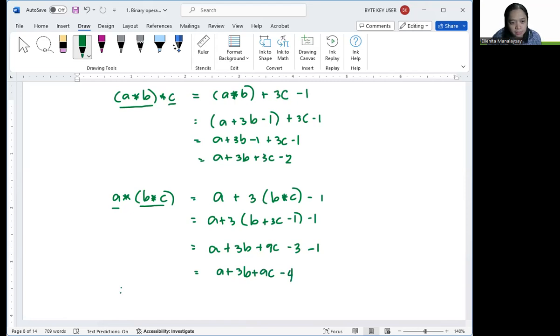So since A star B star C is not equal to A star B star C, the associative property does not hold.